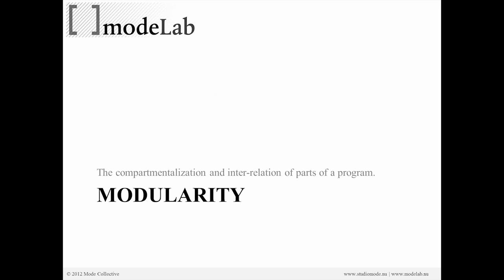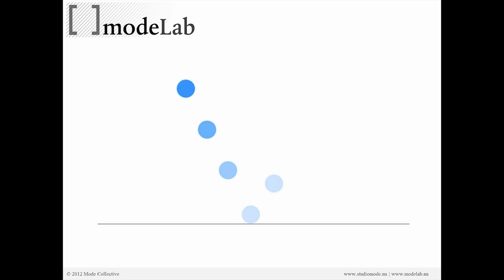So what is modularity exactly? Well, it's the compartmentalization and interrelation of the parts of a program. We looked at the way that a program is structured generally inside of Processing: the global variables, the global setup, and the global draw. That's one way you can think about modularity, how things are compartmentalized. The same works with functions. Setup and draw are actually functions that are native to Processing. So let's make our circle that we had before work with a function that says bounce whenever you meet the edge of the screen.